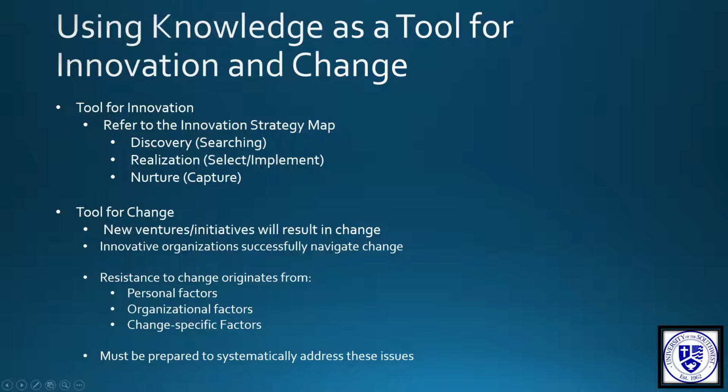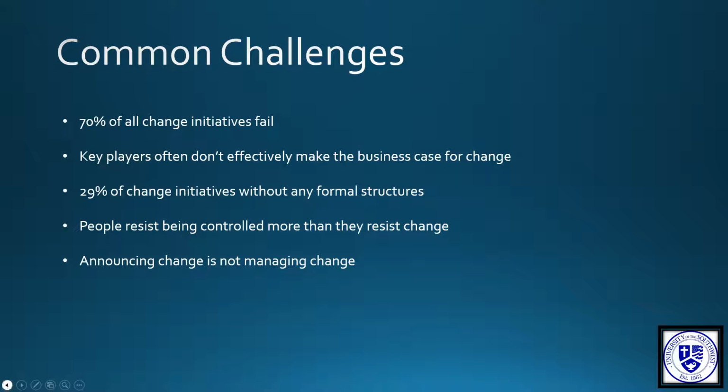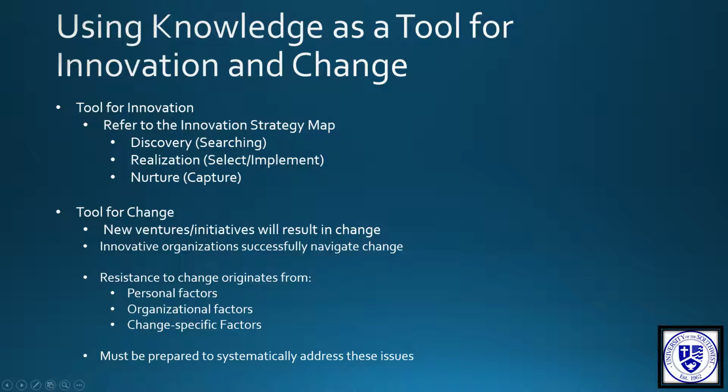So speaking of perpetuating change, we use knowledge as a tool for innovation and change. We often find that innovation and change go hand in hand. If we're going to use knowledge as a tool for innovation, we can simply refer to our innovation strategy map that we looked at on the first slide and have constantly gone back to throughout the course. We know that the first box on that strategy map is searching out opportunities.